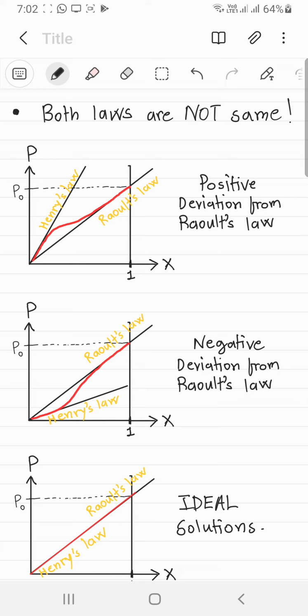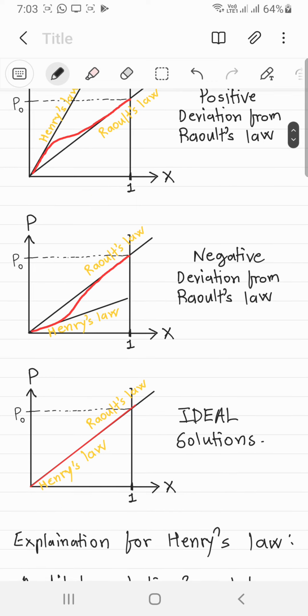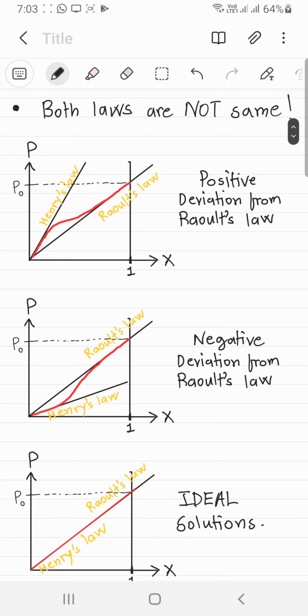So Raoult's law is a much more general law, and by general I mean that it is applied for a vast region of this curve. So for many different values of x, we can apply Raoult's law. Basically, Raoult's law relates the vapor pressure of a particular liquid in a solution with the mole fraction, of course. So you have either positive deviation or negative deviation from Raoult's law, and it's pretty clear why these names are like that.